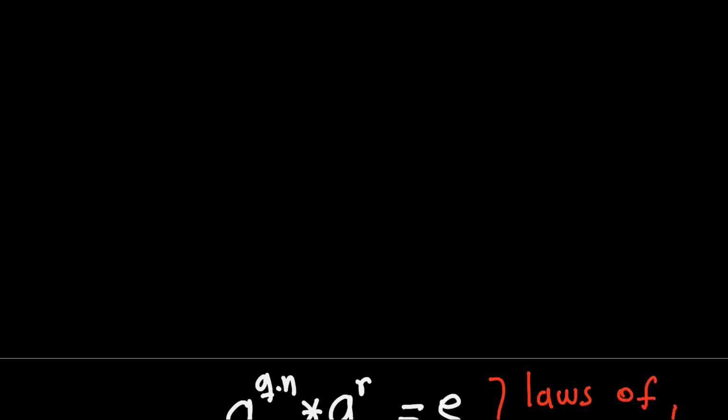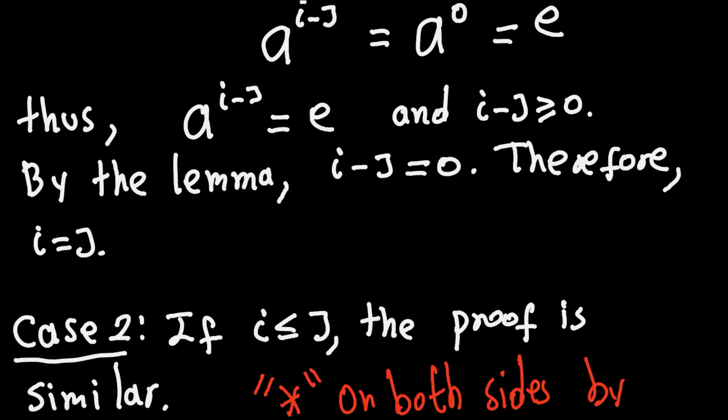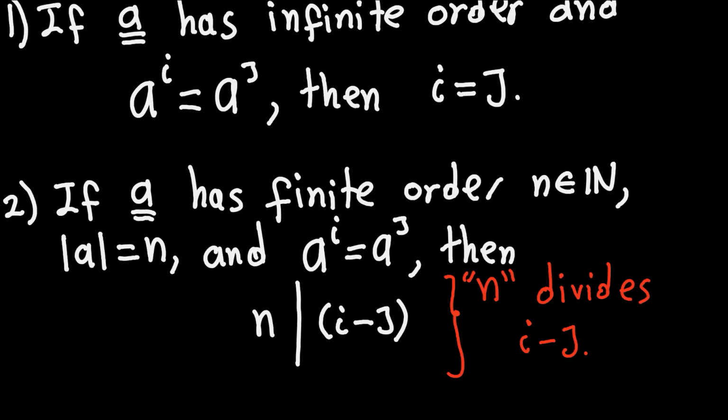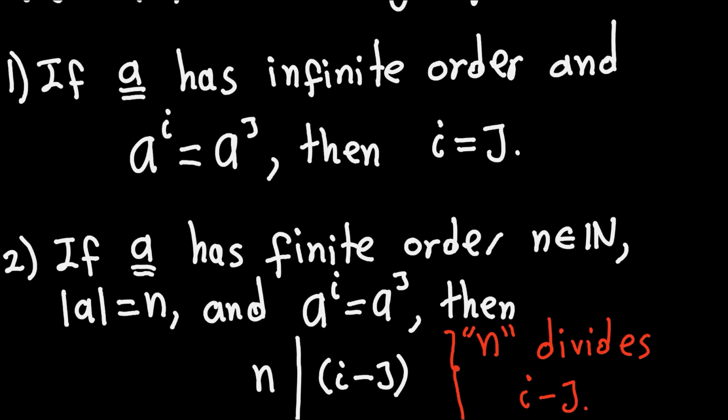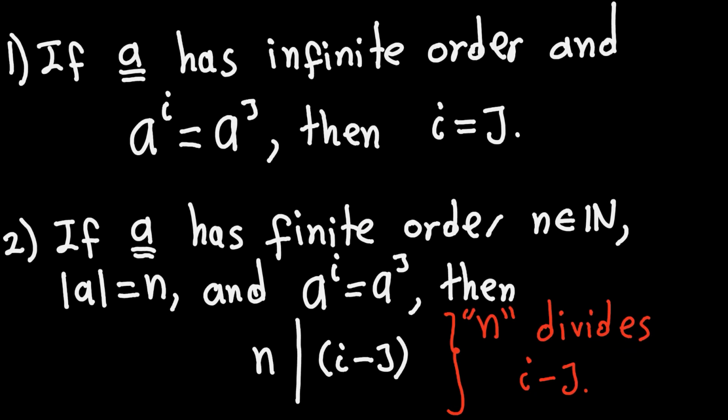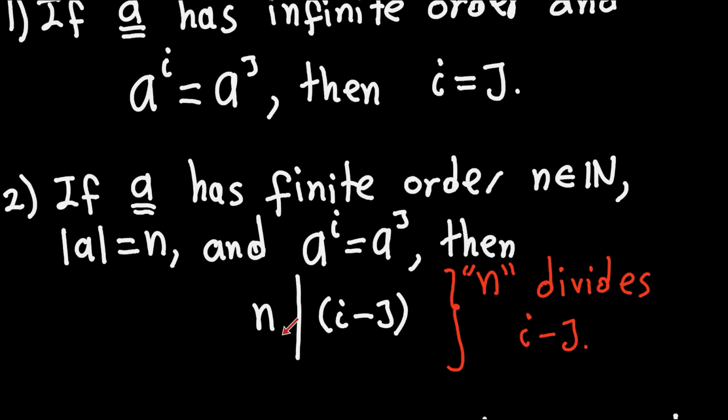Now I'm going to scroll all the way up to the theorem again and emphasize what the theorem says. The theorem is telling you when a to the i is equal to a to the j. Will that happen only when i is equal to j? Well, yes, if a has infinite order. But if a has finite order, a to the i is equal to a to the j, and i and j are not necessarily the same number. The only thing they have to satisfy is that n divides i minus j. So this gives you a criterion to check when two of these expressions are equal, depending on the exponents.